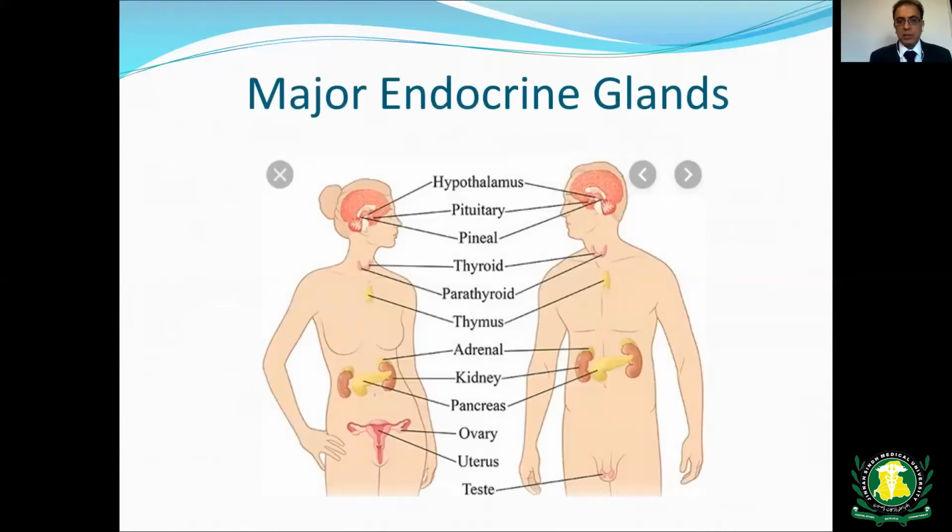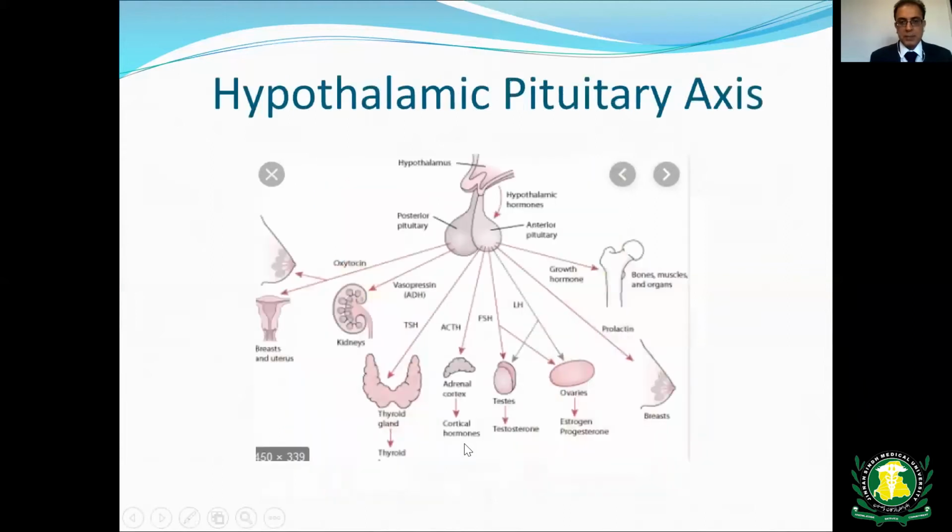The hypothalamus is the control room, which basically works in connection with both the neurological as well as the endocrine system. Then the pituitary gland, which is called the master gland. All the hypothalamic function runs through the pituitary gland. And the others are the pineal gland, thyroid, parathyroid glands, adrenal, pancreas, ovaries, and testes.